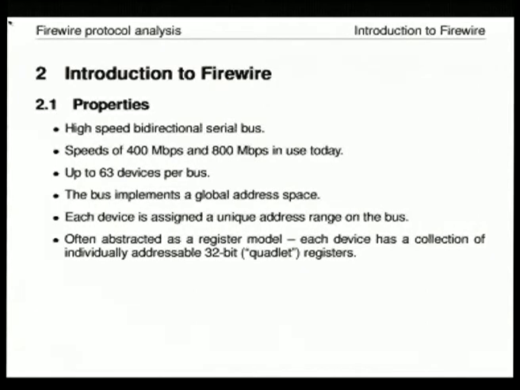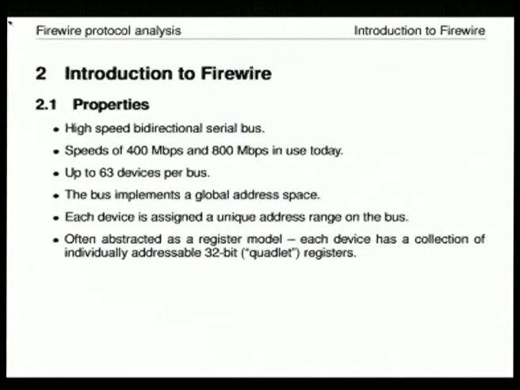So the Firewire bus, at this stage, for all practical purposes, comes in two speed variants, 400 megabits a second and 800 megabits a second. Not many people see 800 megabits per second devices, but they are around. The Fireface 800 audio device from RME is one such unit. Each Firewire bus can have up to 63 devices per bus.